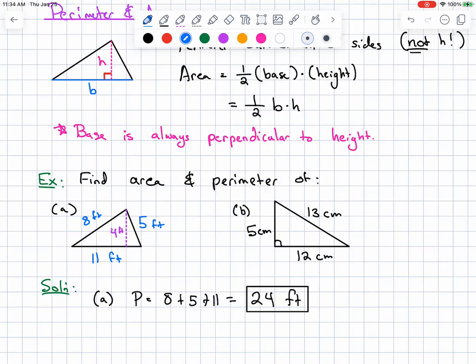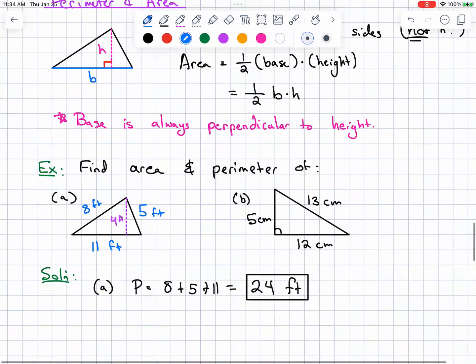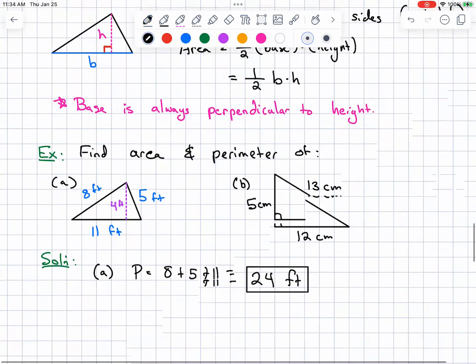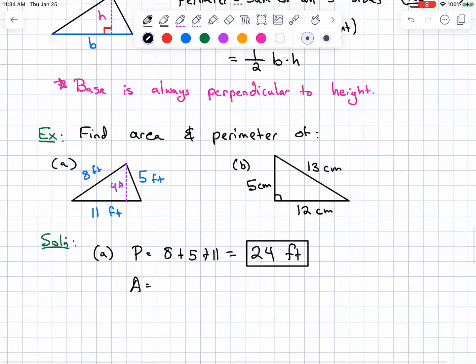So 5 feet. And then area, 1/2 the base times the height. 1/2 the base, which is 11, because the base is always the thing that is perpendicular to the height. And the height is 4. So that should be 44 divided by 2, which is 22. And it's feet squared.